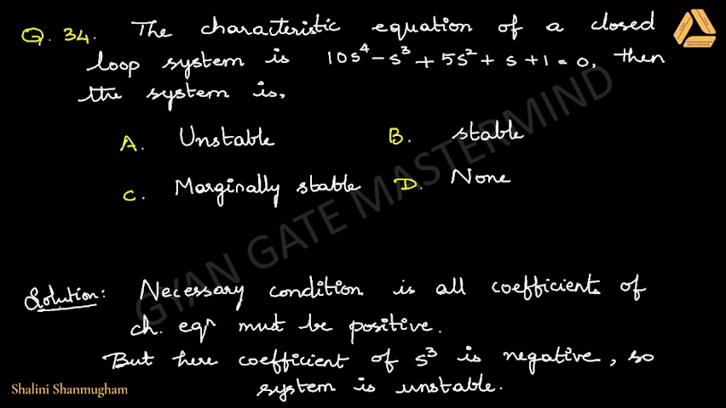Coming to the next question, the 34th question. Here the characteristic equation of the closed loop system is 10s^4 - s^3 + 5s^2 + s + 1 = 0. We have to find whether the system is stable, unstable, or marginally stable. On seeing this equation, you can easily determine the stability of the system, because there exists a negative coefficient in this characteristic equation, which infers that the necessary condition is not satisfied. Hence we can say that the system is unstable. So the answer is choice A, unstable. That's all.